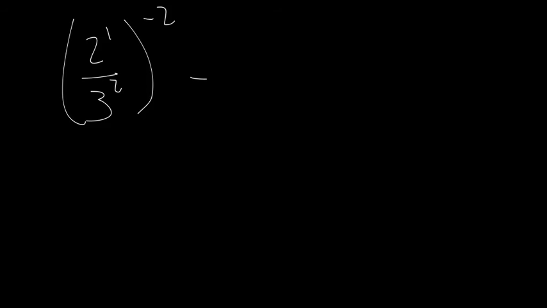Okay, let's say we have 2 thirds. Let's put a square on this, and let's just do a power of 1 on that. And we'll say this is to the negative 2. All right, now what I said here is we should be able to multiply the exponents. So this becomes 2 to the 1 times negative 2 over 3 to the 2 times negative 2.